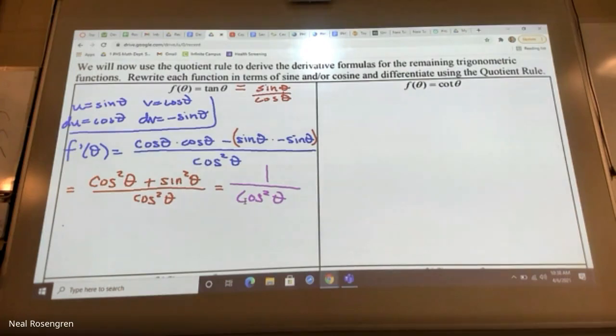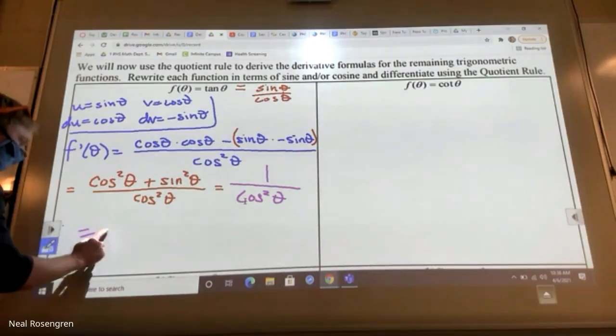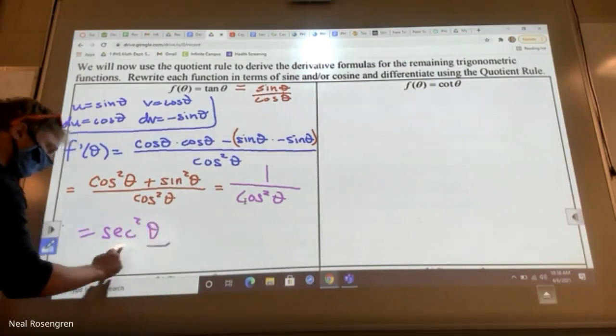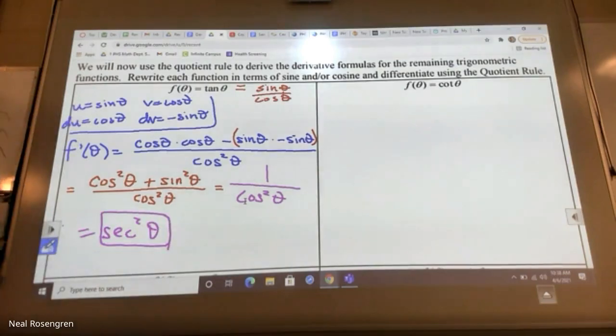But like I said, it's rational, so I don't want to leave it like that. If there was a way for me to rewrite 1 over cosine squared so that it wasn't a fraction. There it is. The derivative of tangent is secant squared. Which is great, that it works out that way. So stop anywhere on that crazy tangent function, right? You get these asymptotes at pi over 2, 3 pi over 2, 5 pi over 2. Stop anywhere you want, draw a tangent line. It's the value of secant squared at that spot.